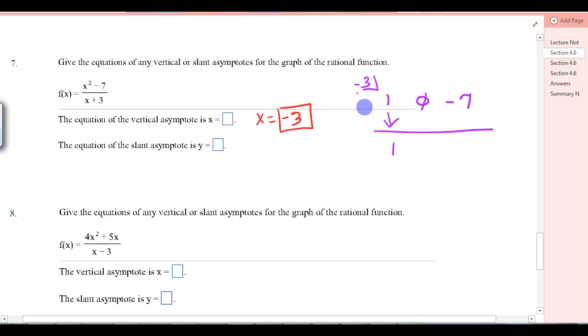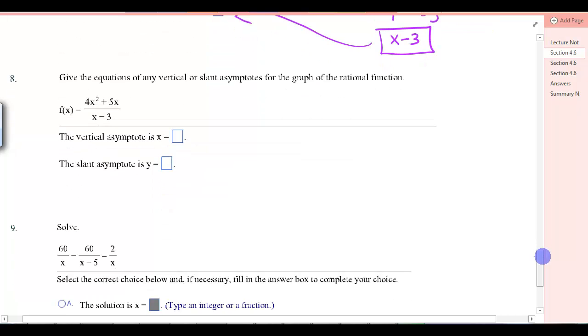Come down, 1, -3, -3, and we get to stop. Remember, it doesn't matter what this is. So when this changes back into x's, we have x -3, and that is what goes in that box. Okay. All right, we've got another one of those.